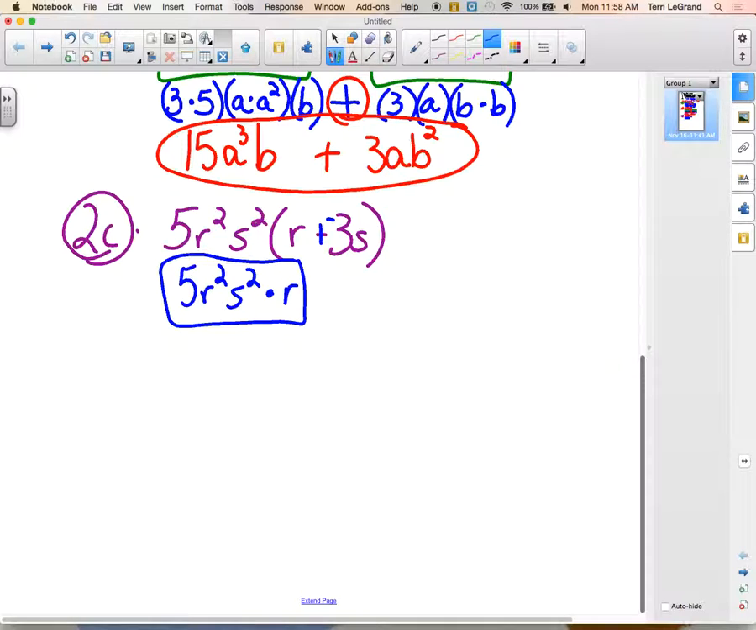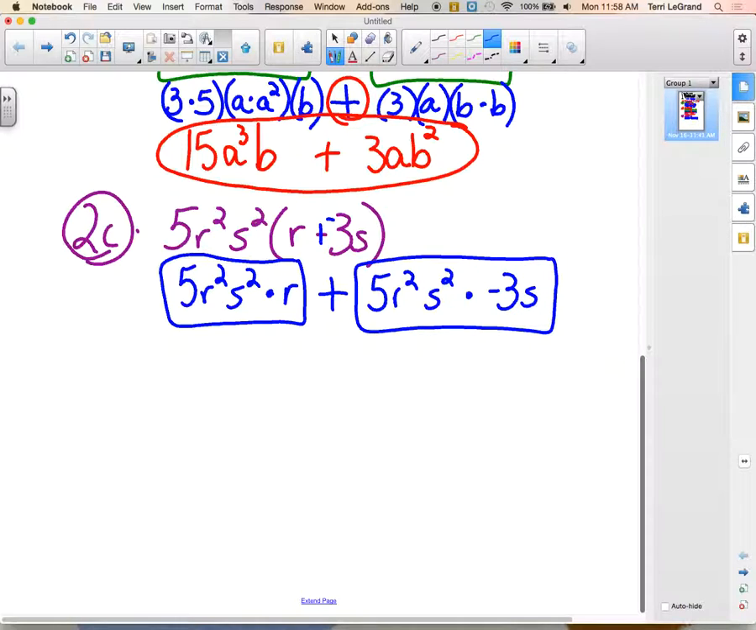What do we do next? What do we have to make sure we bring down? The addition sign. The addition has to come in between our multiplications. And now we're going to take 5r squared s squared times negative 3s. There's our other multiplication.